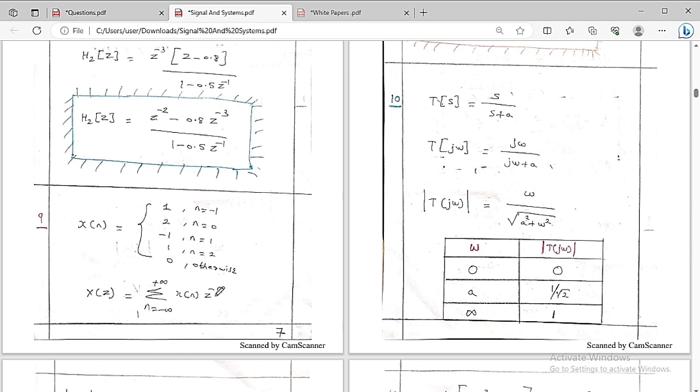So now we are going to apply this formula to this signal. Then what you are going to get? As the signal has only finite amplitude and finite duration, it is going to be present only for these values of n.